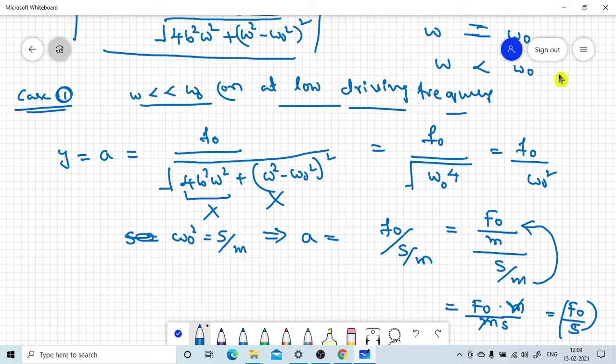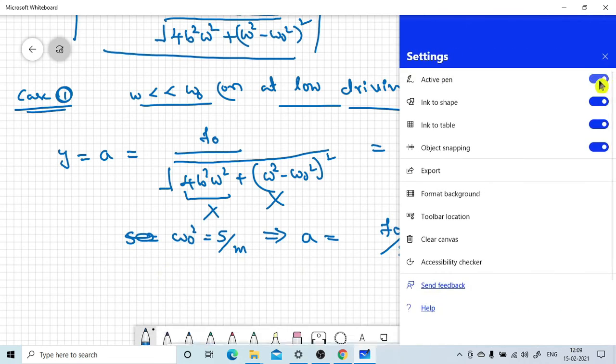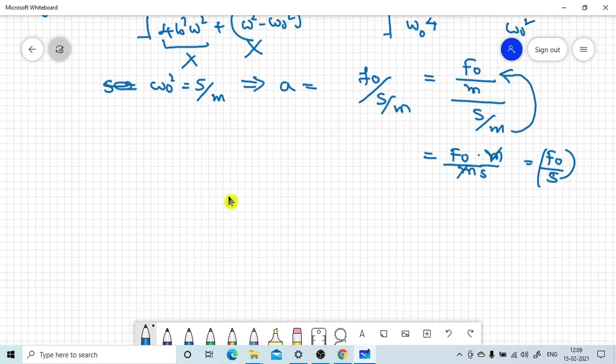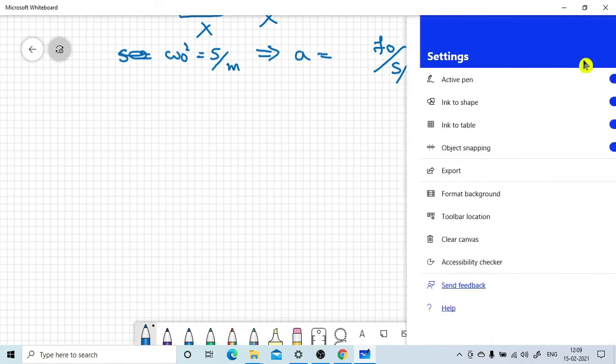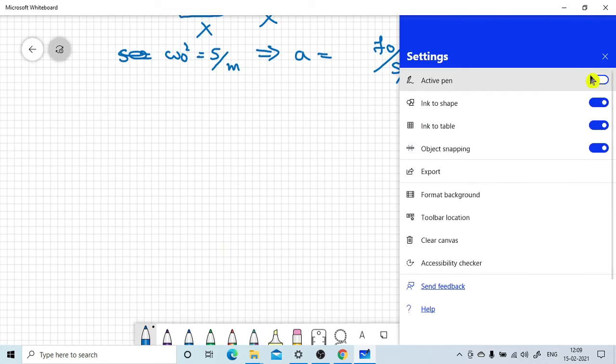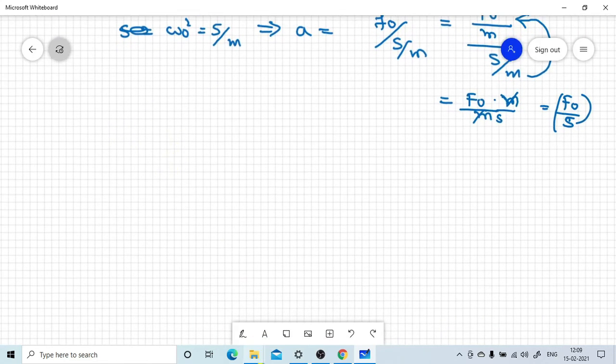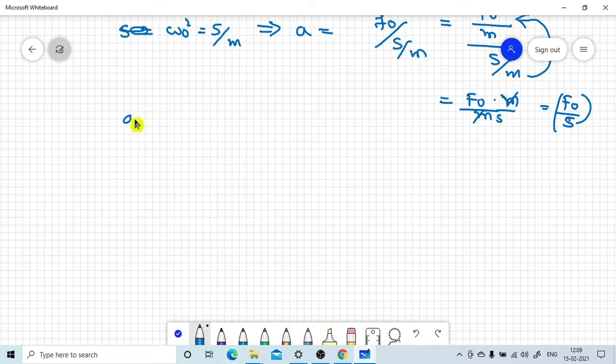So what is the final conclusion? The final conclusion in case 1 is that the amplitude a is equal to just f naught by s. In this term there is no term of the applied frequency. That means the amplitude of the oscillating body is independent of the applied frequency.